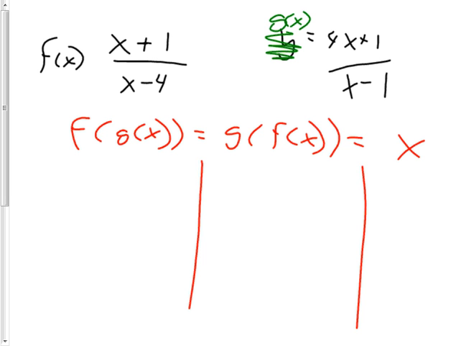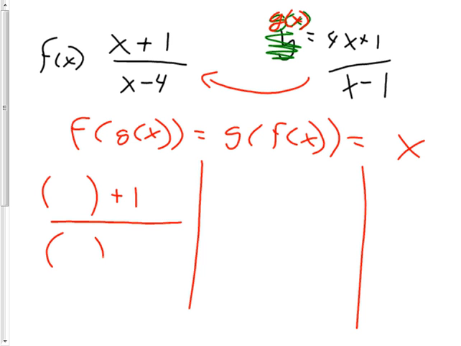And now we go. G goes into F. This one's G. This goes into this one. So I need an empty spot plus 1 or empty spot minus 4. And that's going to be 4x plus 1 over x minus 1. 4x plus 1 over x minus 1.